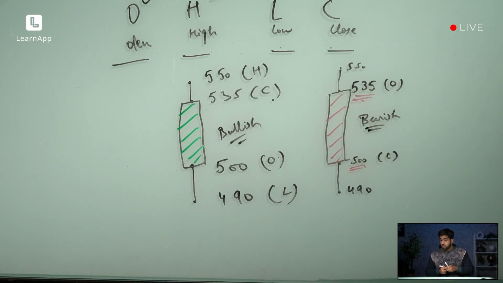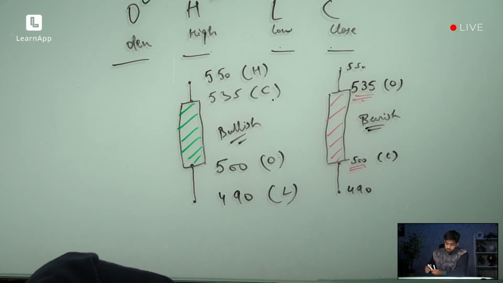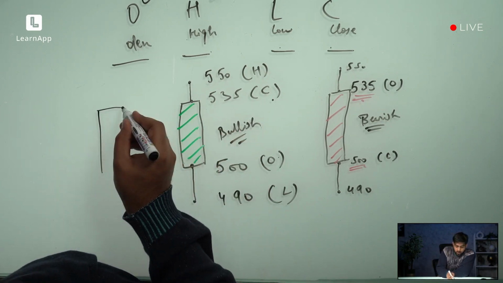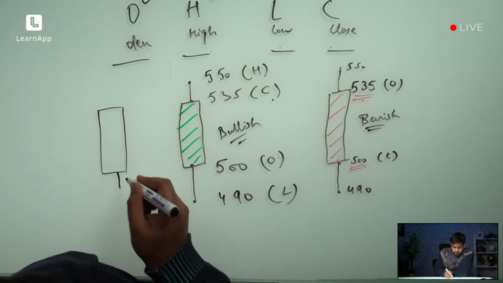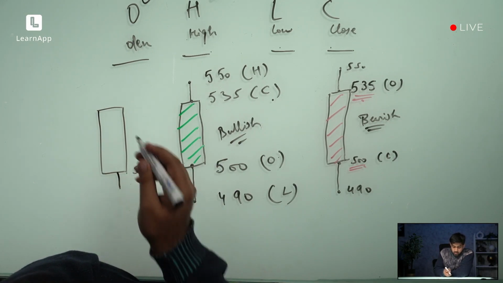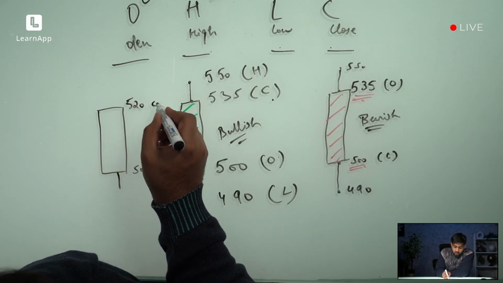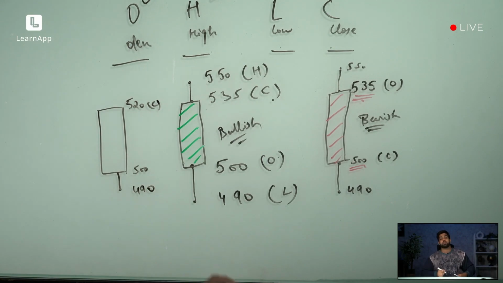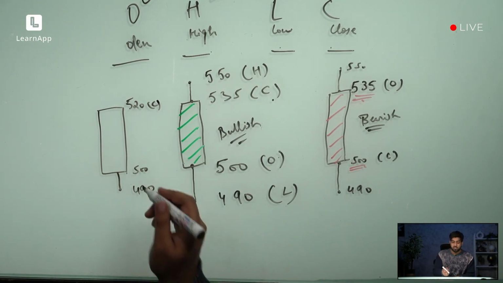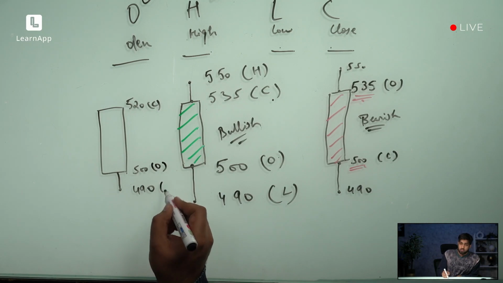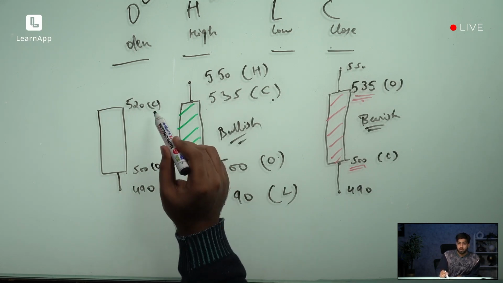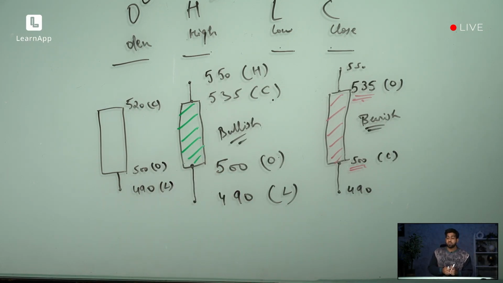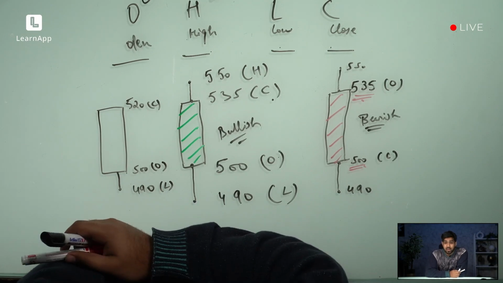Now, answer me this. Suppose this is the third type of candlestick. It opened at 500, it closed at 520, and the lowest point it reached was 490. What is the highest price? What is the high of this candlestick? This is the closing price, this is the opening price, this is the lowest price. What is the highest price of this candlestick?